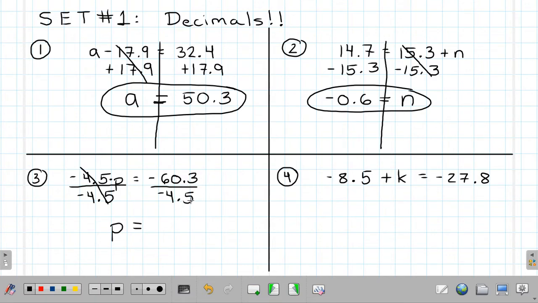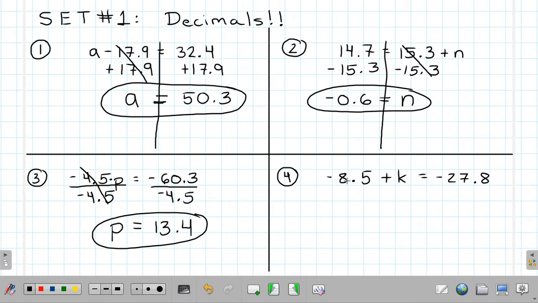60.3 divided by 4.5, or if you wanted to include the negatives in on that. But we already know the answer should be positive, okay? But when we do that calculation, we get 13.4. Okay, and everybody does need to get in the habit of writing the steps out. In this case, there's only one step really, so this is like plus 17.9, minus 15.3, divided by negative 4.5.